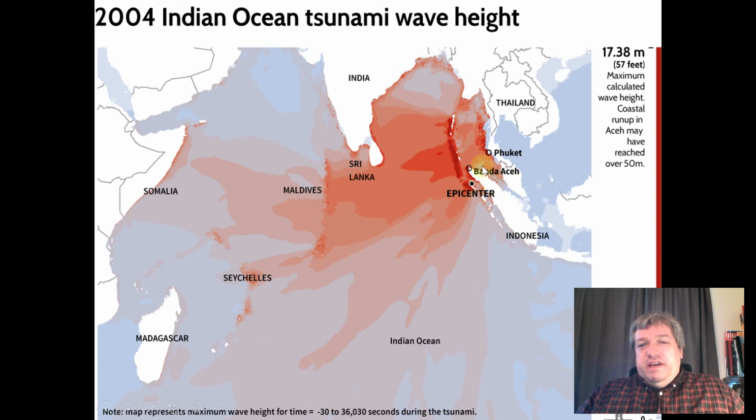And you can see this represents the wave heights when they hit land. The darker the red. At the highest point, the waves were about 57 feet tall, right here in Indonesia, parts of the Andaman Islands, and in Thailand. All the way as far as Somalia, 3,000 miles away, the waves were still maybe 3 or 4 feet tall, but enough to cause damage.